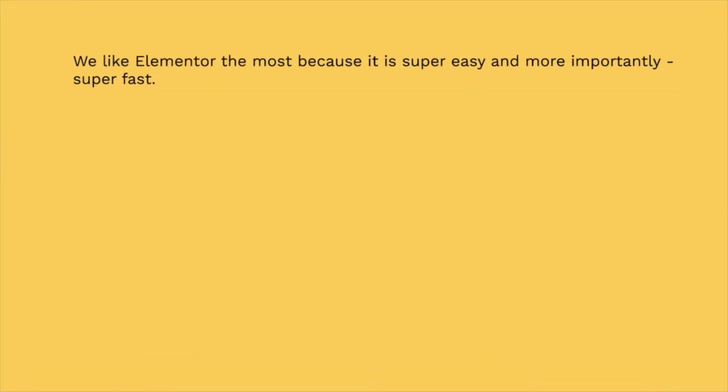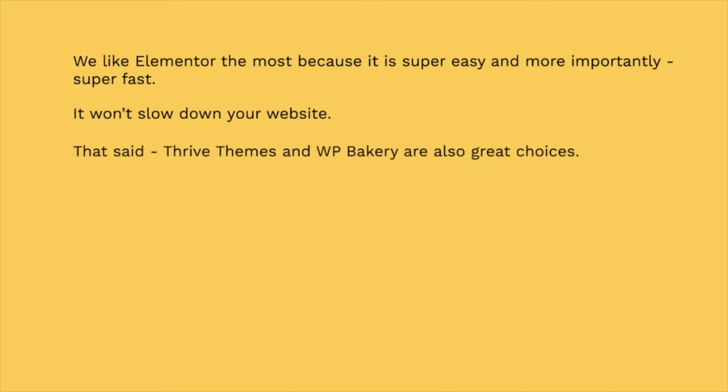So we like Elementor the most because it's super easy and more importantly, super fast. One thing to note is that as you begin to add more plugins to your WordPress site, it will actually slow things down. So what we've found when we've tested things is that Elementor has a lot of features, but it doesn't have a lot of coding. So it runs really, really fast and it won't slow your website down. With that said, like I said, Thrive Themes and WP Bakery are really, really good choices. So let's go ahead and hop on over to those websites and show you these in action.